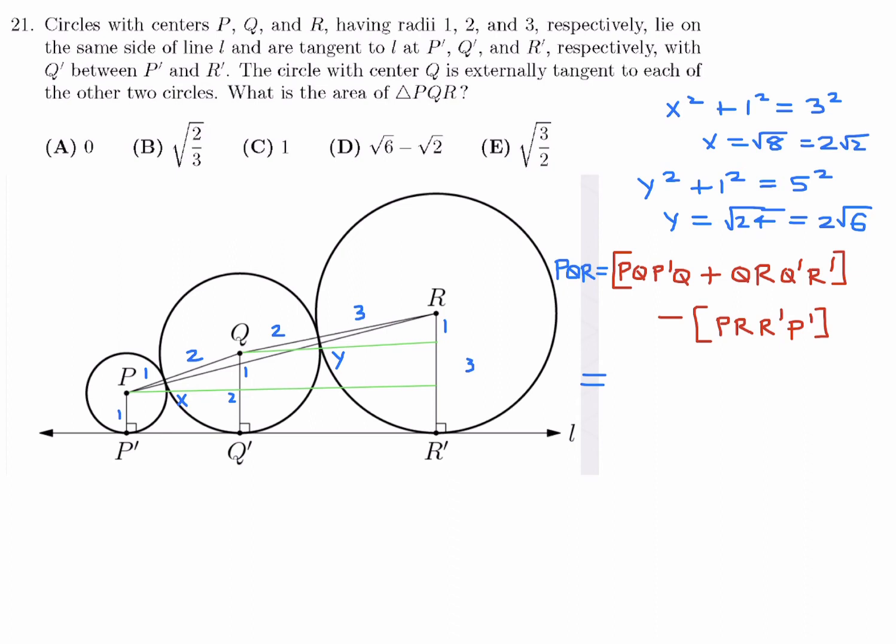All right, so the first one is going to be 1 times x. Well, x, I can put that in here, 2 root 2. And then y, I can put 2 root 6. So 1 times 2 root 2. And then that triangle on top of it will be 1/2 base times height. So the base is 2 root 2, and the height is 1.